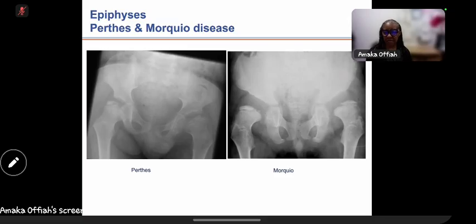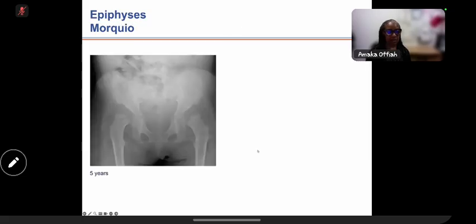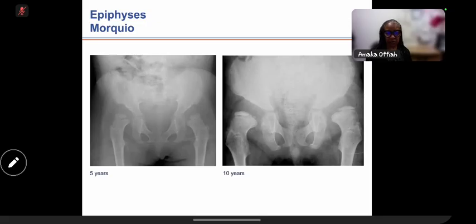You see the flared iliac wings, and you see shallow acetabula. So these are the features that you might look for. The other thing is they sometimes get these relatively small lesser trochanters. So here we're going back to the Morquio at 5 years of age with coxa valga, with flared iliac wings, with shallow acetabula. And then this is the 10-year-old.